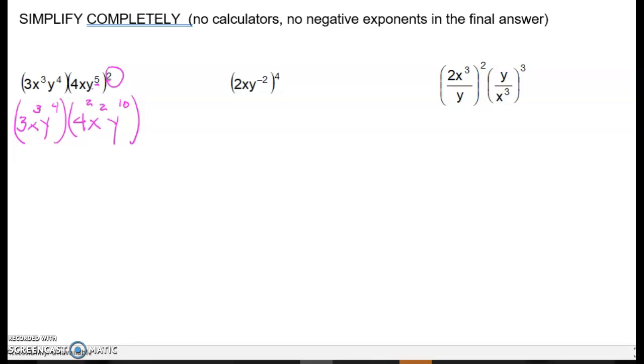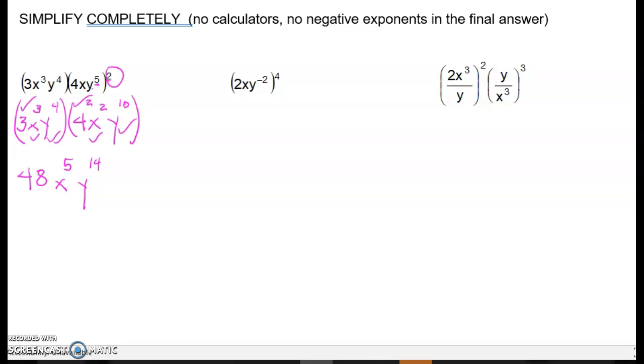Now I'm going to multiply these two together. I'm going to multiply my 3 times my 4 squared, which is 16. 3 times 16 is 48. My x to the third times my x to the second, that would give me x to the fifth because I add my powers. You only multiply your powers when you take a power to a power. And my y to the fourth times my y to the 10th gives me y to the 14th.